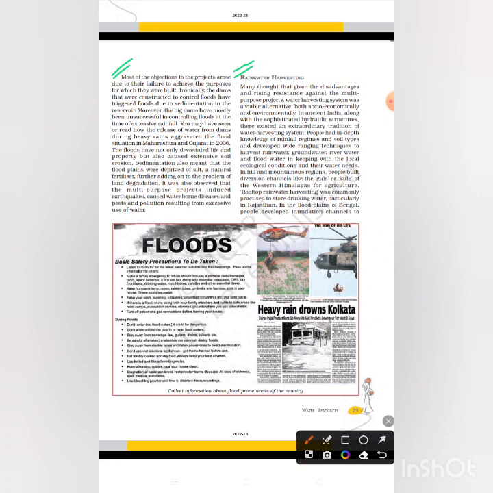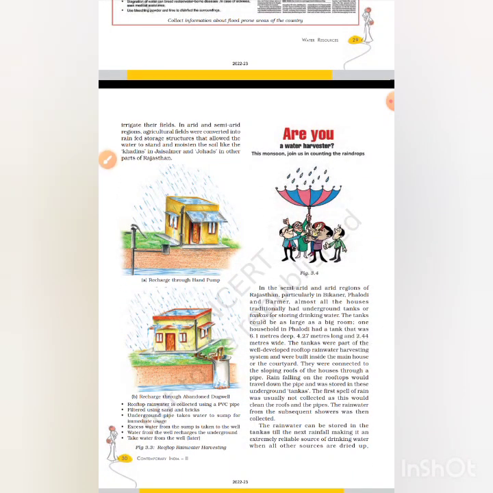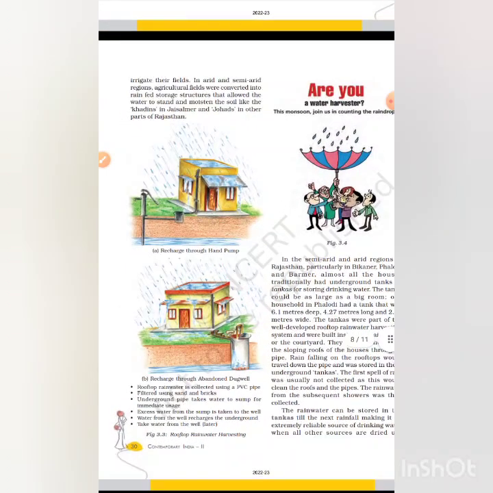In hill and mountainous regions, people built diversion channels like the guls or kuls of the western Himalayas for agriculture. Rooftop rainwater harvesting was commonly practiced to store drinking water, particularly in Rajasthan. In the floodplains of Bengal, people developed inundation channels to irrigate their fields. In arid and semi arid regions, agricultural fields were converted into rain fed storage structures that allowed the water to stand and moisten the soil, like the khadins in Jaisalmer and johads in other parts of Rajasthan.